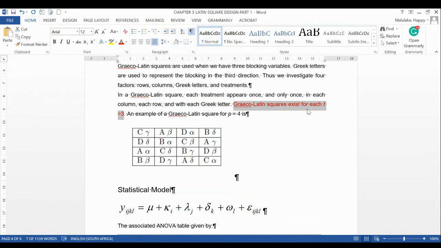So that's the only way you can have a Greco-Latin square problem. It's not possible to have a 3 by 3 Greco Latin square problem. The reason is it will be difficult to assign those Greek letters or the treatments. I thank you.